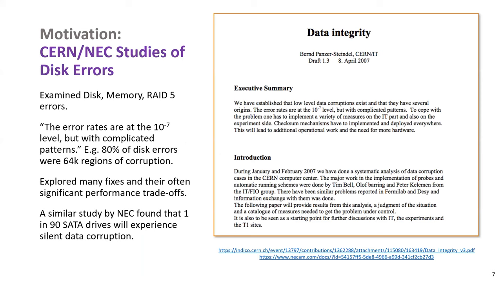So I have a few examples here of where things can go wrong. One motivation is hardware, where we talk about disk and disk subsystem problems. There are two studies that we are referring to, one from CERN and one from NEC, where they looked at RAID 5 and hard drives. The conclusions of both studies are basically the same, but the CERN one was a bit more specific about RAID 5 and how there are error rates at the 10^-7 level. The NEC study found that 1 in 90 SATA drives will experience data corruption, and not only data corruption but silent data corruption, which makes the problem even worse. Because if you knew there was a problem with your data, you could take action. The silent data corruption problem means you don't know until maybe it's too late.